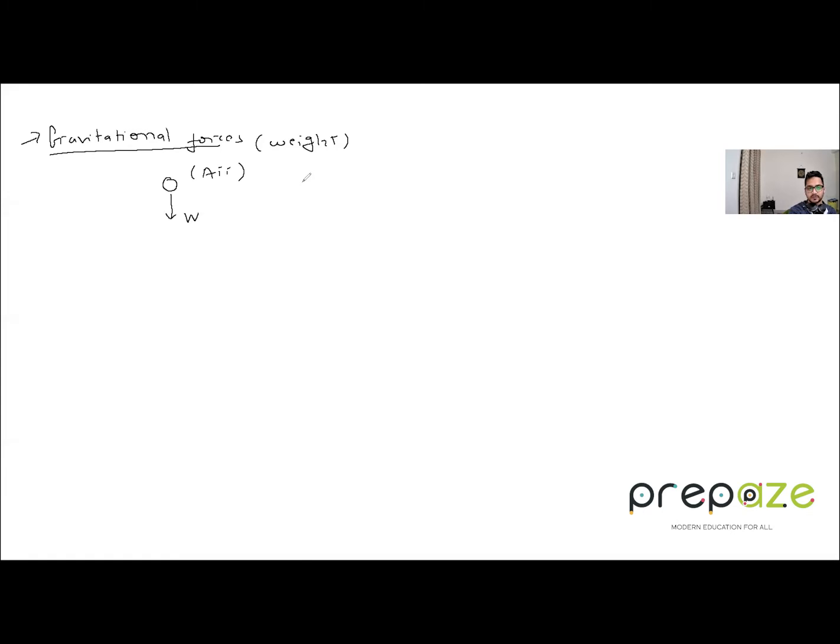Similarly, if I keep this ball on an inclined surface like this, the weight will always be downwards. It does not depend on where the body is. If we are on the earth or nearby, there is always a gravitational force which is always downwards. The direction of this force is always vertically downwards.